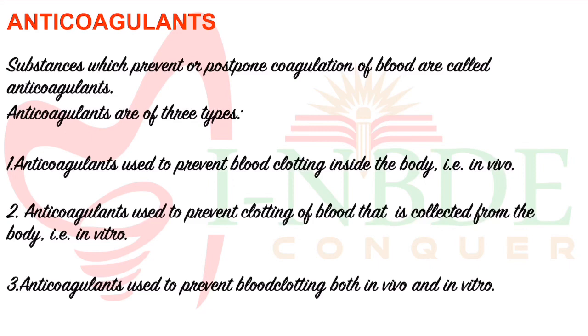We're talking about how these parameters are going to be useful. So that is called anticoagulants. Substances which prevent or postpone the coagulation of blood are called anticoagulants. There are three types of anticoagulants. One, anticoagulants which are used to prevent the clotting of blood inside the body.